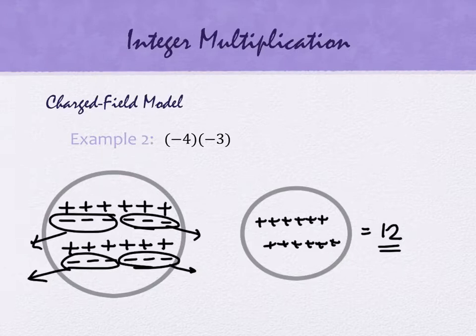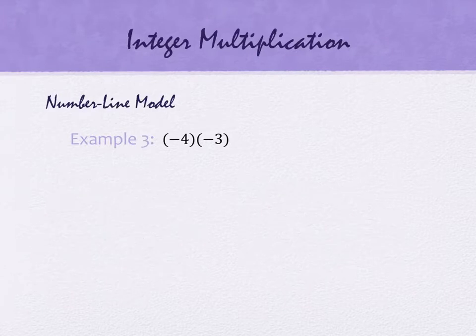Those are some sloppy positives, aren't they? All right. You guys ready to check out the number line model?